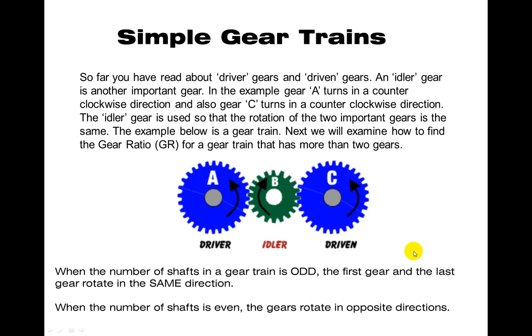When the number of shafts in a gear train is odd, the first gear and the last gear are going to rotate in the same direction. When the number of shafts is even, the gears rotate in an opposite direction. Just a little FYI information for you to know.